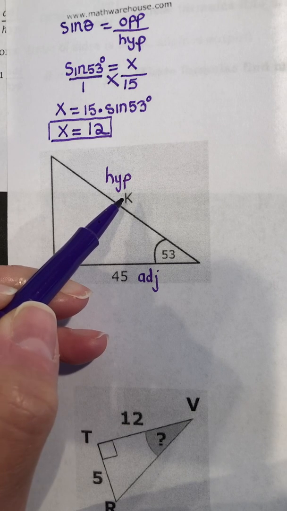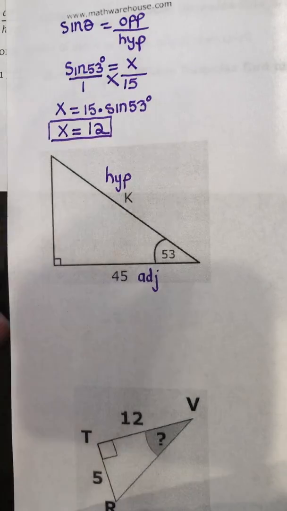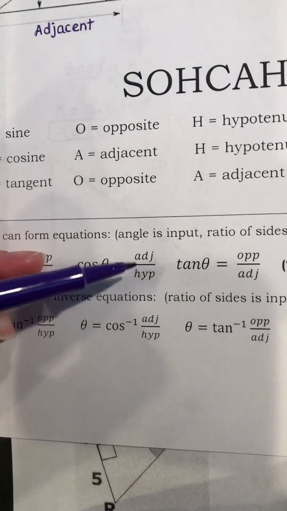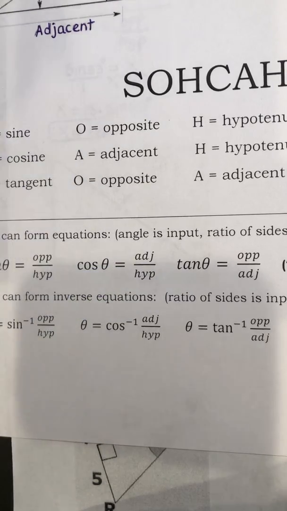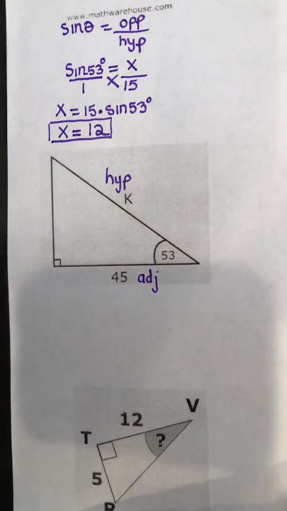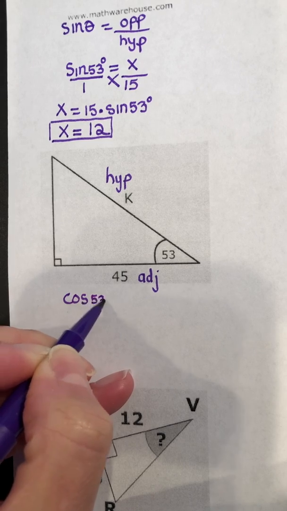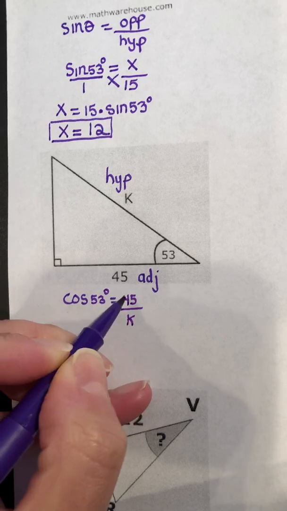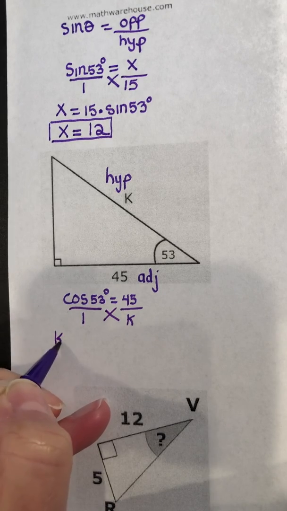Because I need to solve for K, I need to solve for the hypotenuse, and I need to solve for a missing side. In this case, the formula that would make the most sense would be the cosine of theta equals adjacent over hypotenuse because I have all of the information except the hypotenuse. So I'm going to say that the cosine of 53 degrees is equal to 45 over K. Again, adjacent over hypotenuse. Putting that over 1, making a proportion, cross multiplying.